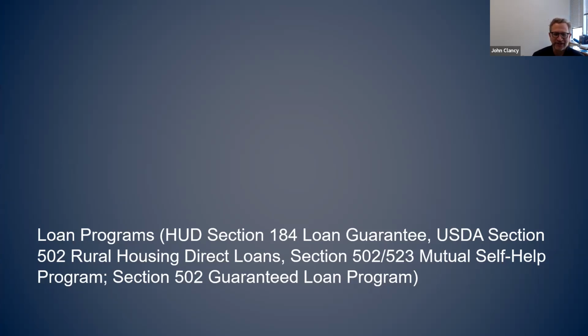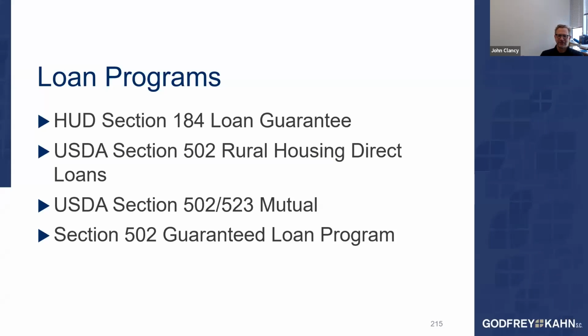So with that, I'll start talking about the loan programs that are probably most relevant to home ownership. Actually, Mark, can you go to the next slide, please? Yeah, so there's basically 3 programs I want to talk about, make sure everybody's aware of. One is the HUD Section 184 loan guarantee program, which I think might have been discussed a little bit before. The USDA Section 502 rural housing direct loans, and the 502 guaranteed loan program.